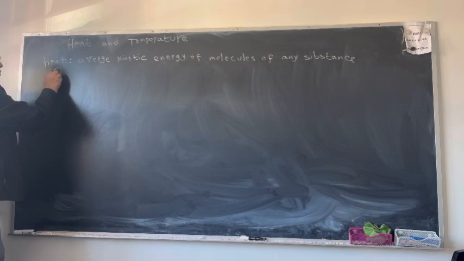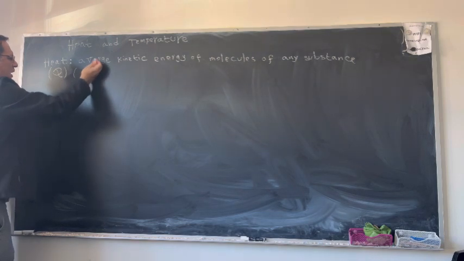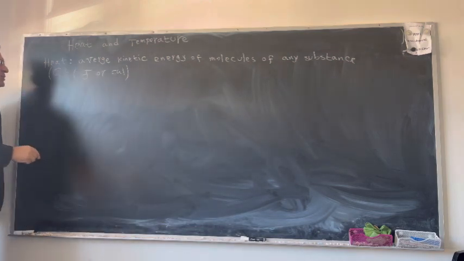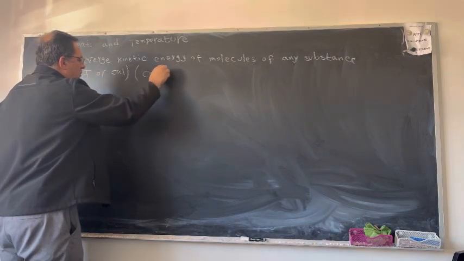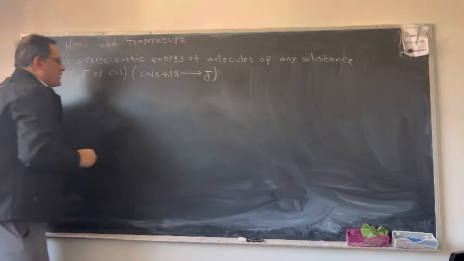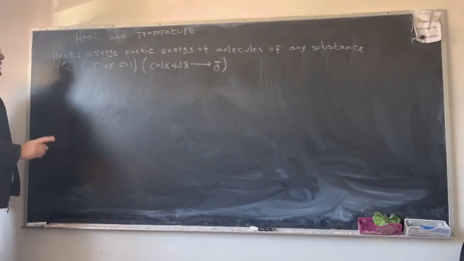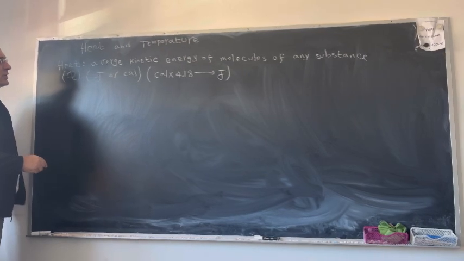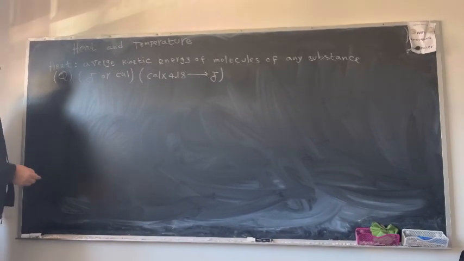Heat you show by Q. The unit of heat is joules or calorie. How do you convert? Calorie times 4.18 converts to joules, or joules divided by 4.18 converts to calorie. And this is a scalar.